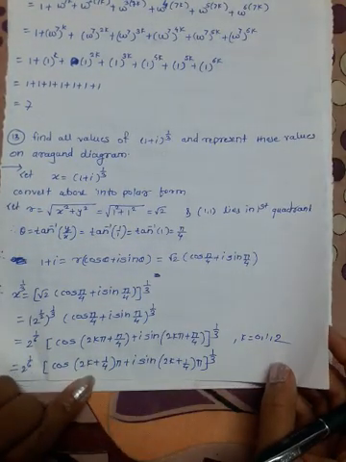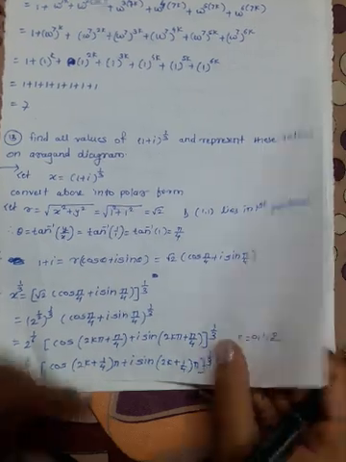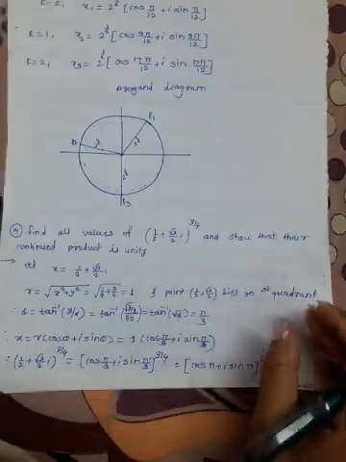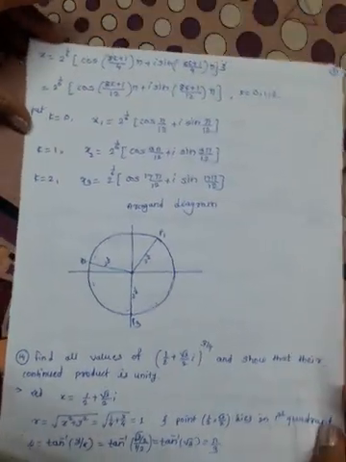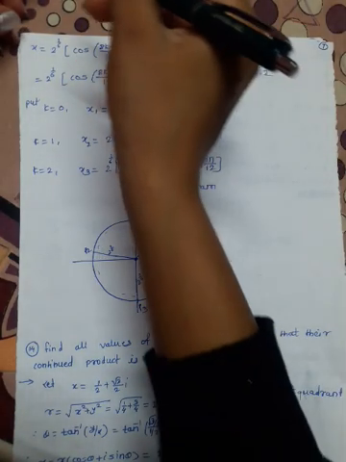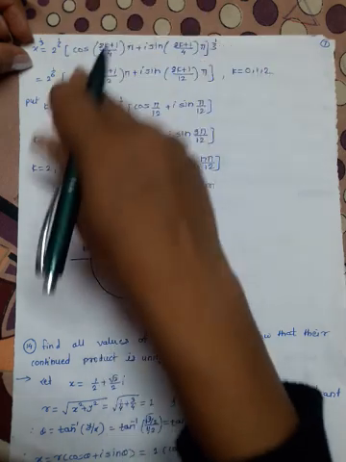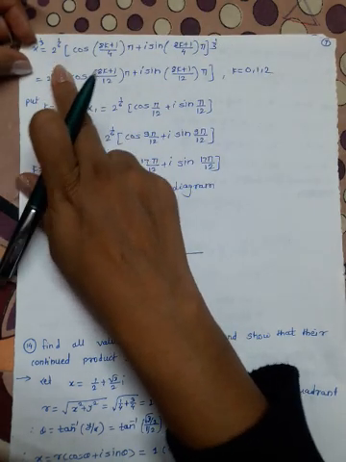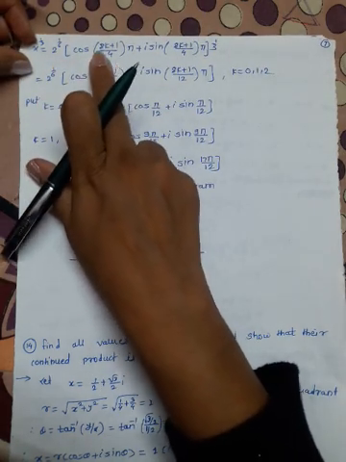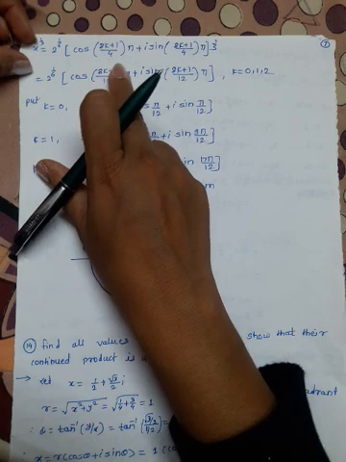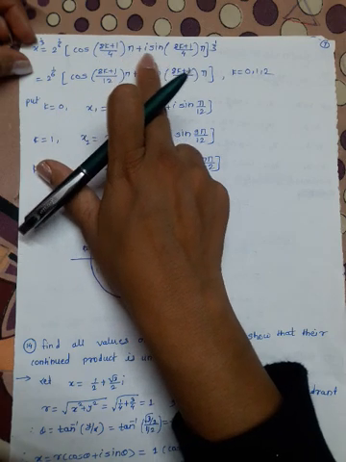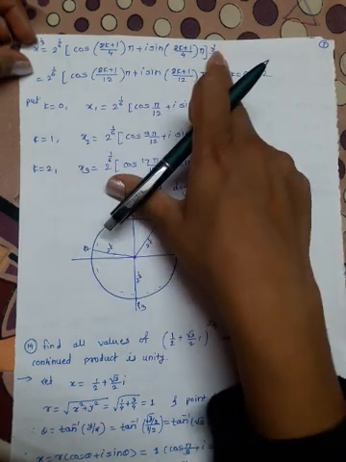Now cross multiply this, we get x is equal to x raised to 1 by 3, 2 raised to 1 by 6 as it is, cos of (8k plus 1) by 4 into pi plus i sine of the same angle, raised to 1 by 3.